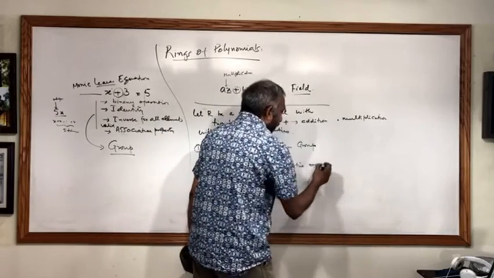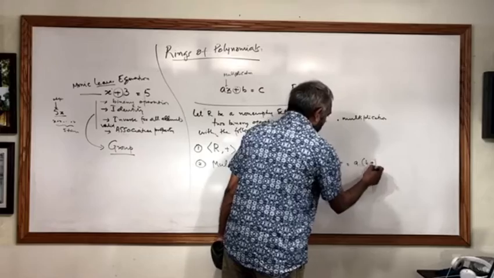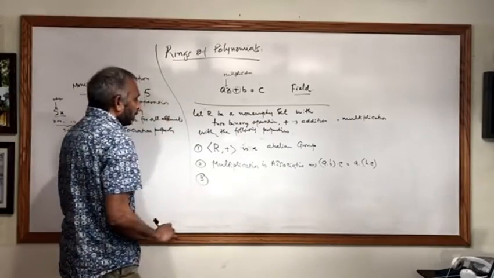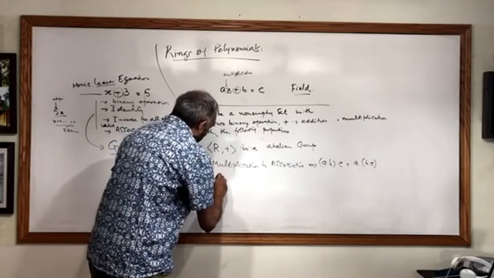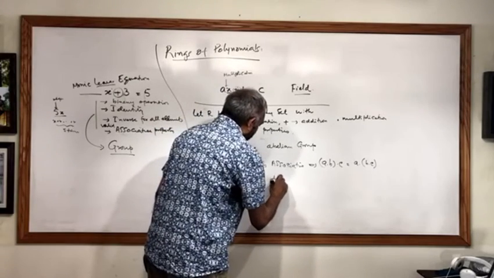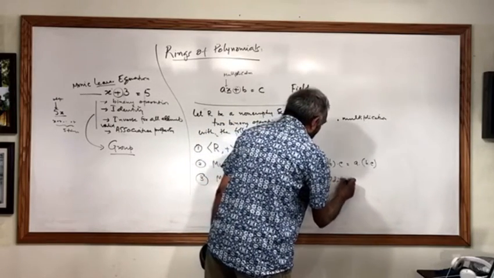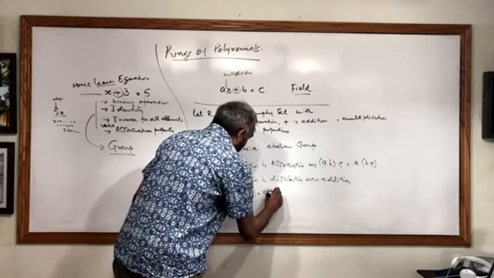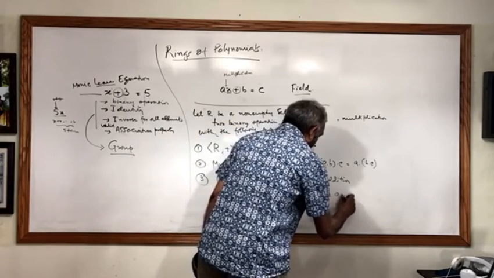That implies A times B times C is equal to A times B times C. And the third property is multiplication is distributive over addition, in the sense that A times (B plus C) is equal to AB plus AC, and (A plus B) times C is equal to AC plus BC.